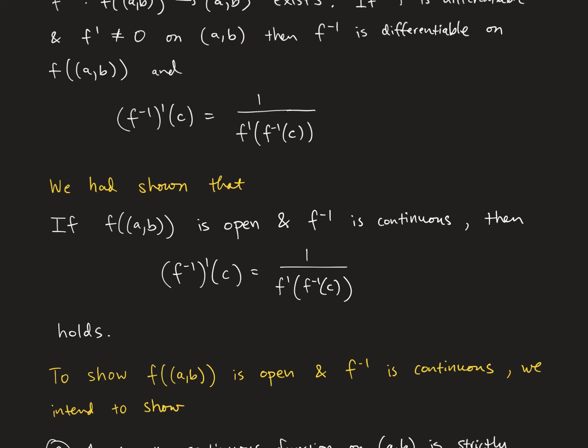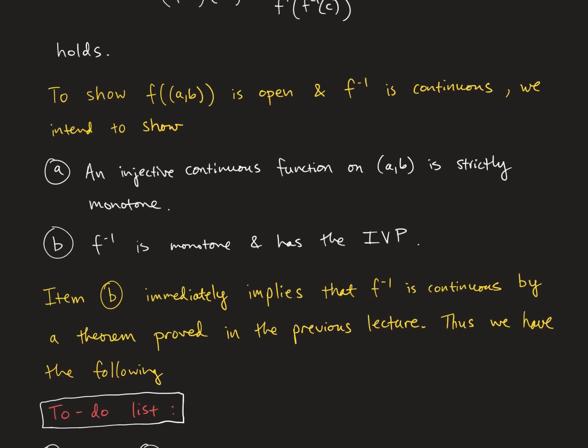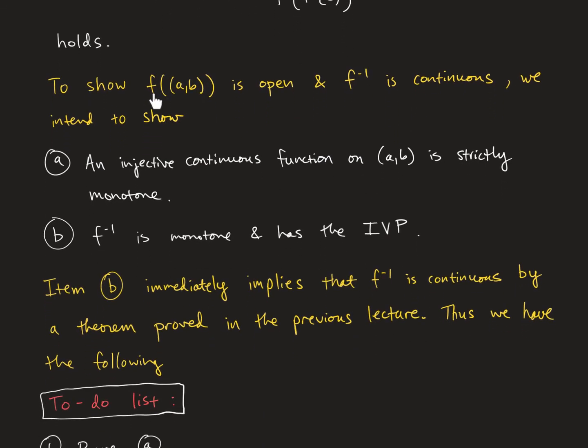So what we'll show is that this image is in fact an open set. And since f is continuous, it's going to be connected, so it's going to be a connected open set. It'll be an open interval. So we're going to show that the image is open and that the inverse is continuous. The main point to show that the inverse is continuous is to use a theorem that we proved last time, which is that if you have a function which is monotone and has the intermediate value property, then it's continuous. So we're going to show that the inverse function is monotone and has the intermediate value property.